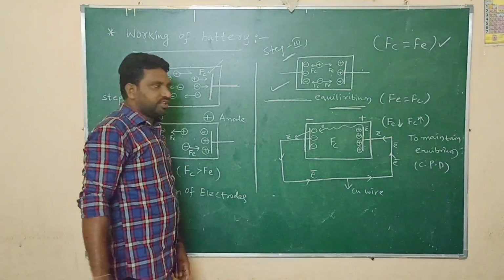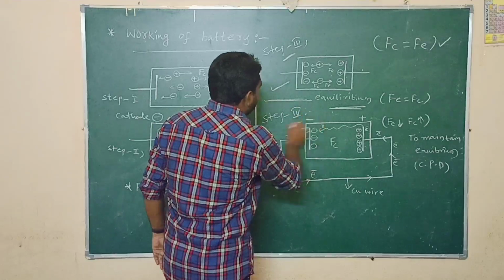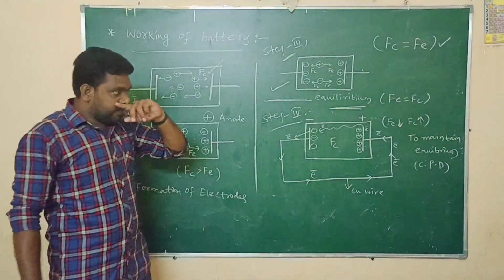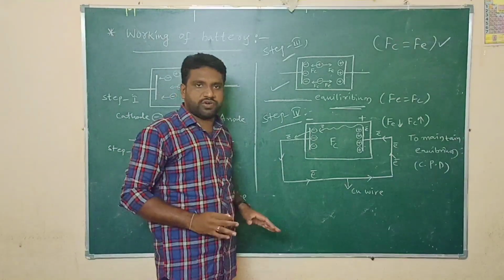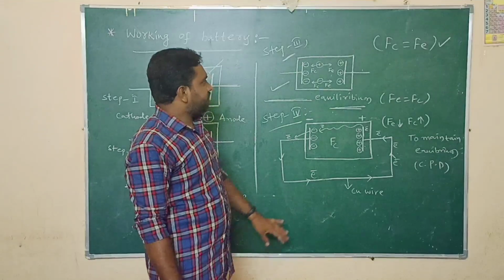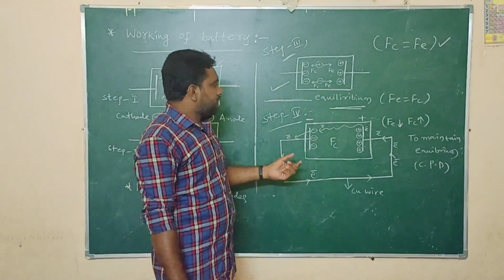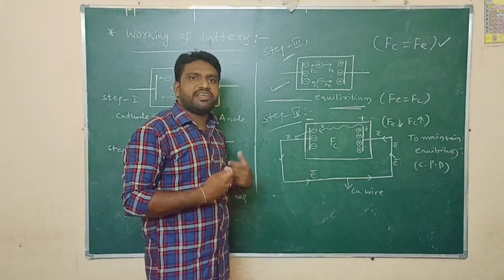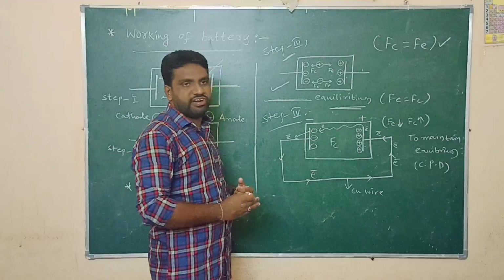Listen with concentration. Step 4. This is the last one, but some logic is there in this step 4. Try to listen with 100% concentration. Don't lose your concentration. This is the most important thing. This diagram represents how the battery is going to be discharged and how the battery is going to maintain a constant potential difference.